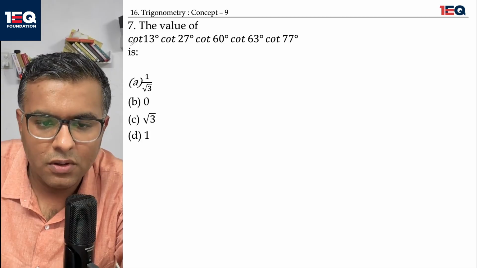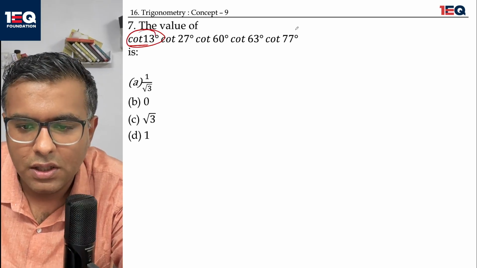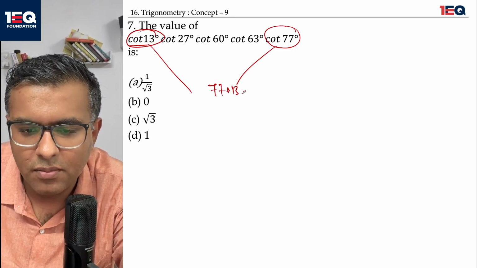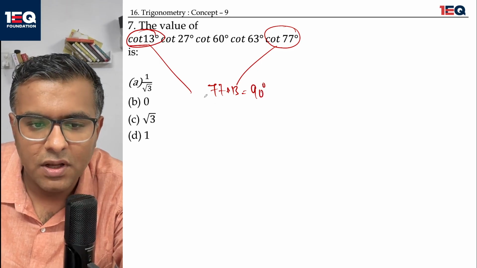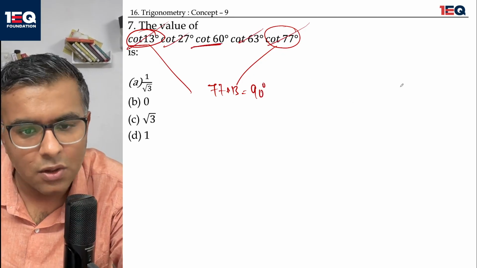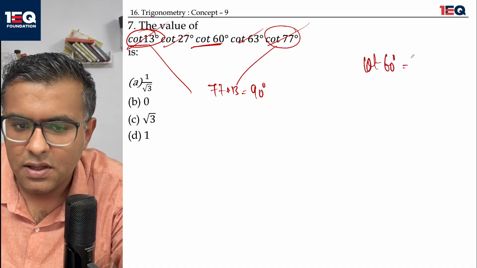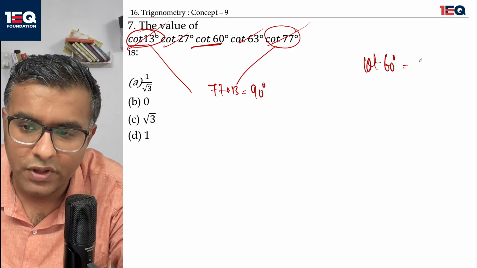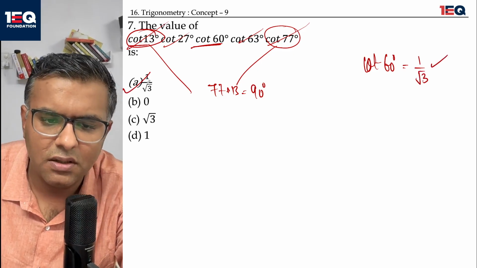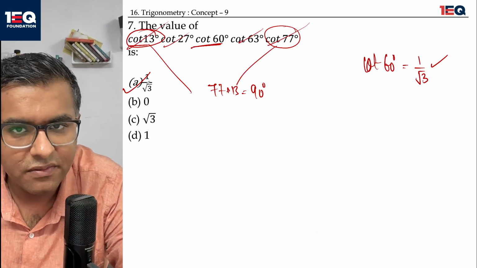Now, talking about the same equation, we have the value of cot being added up as 77 plus 13 being equal to 90 degrees. That means these two can get cancelled, these two can get cancelled. Only cot 60 is the one which I need to account for. The value of cot 60 degrees is equal to root 3? No, 1 by root 3. So 1 by root 3 is the answer that I am looking for. See, things become so simple when you put them into the right perspective.